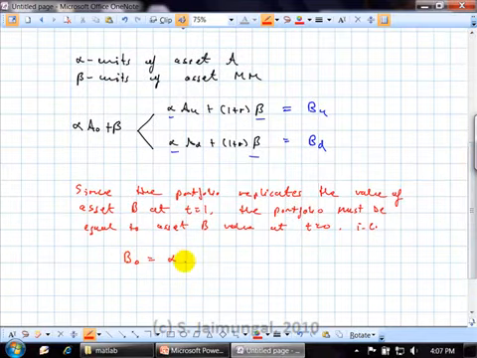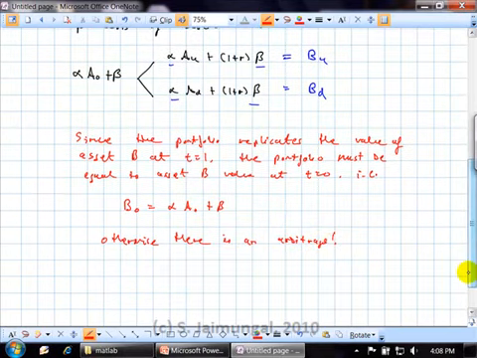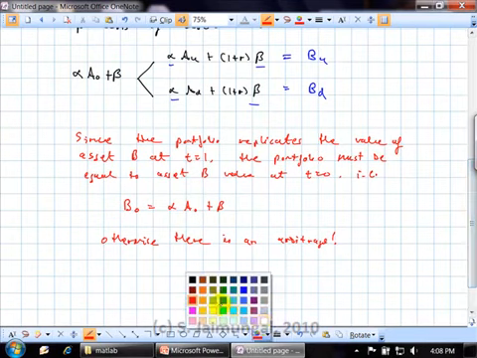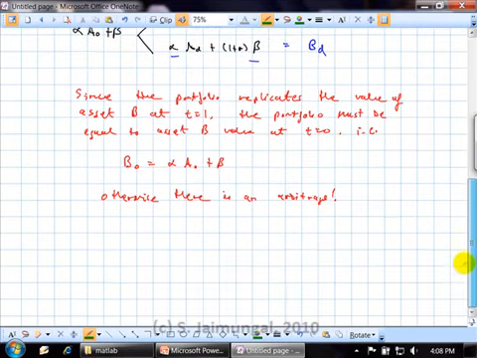B0 must be equal to alpha A0 plus beta, otherwise there is an arbitrage. Okay? So how would you construct that arbitrage? Let's do a simple example, and in fact, let's make this into your quiz. Okay? While we're at it, let's do a very simple example.